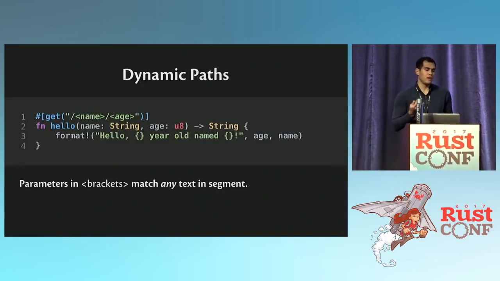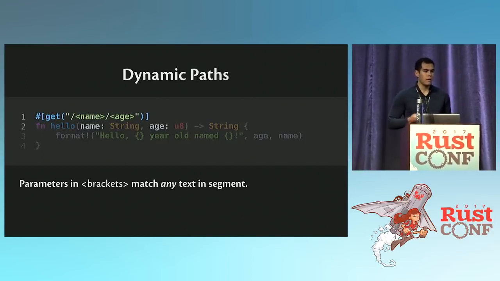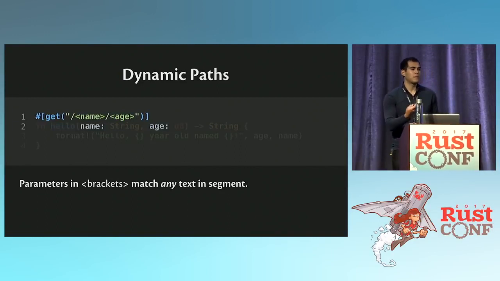And you can do more than that. You can do slash name slash age, for instance. And now you have 2 dynamic parameters. And the names of the parameters have to match the names of the function parameters. If not, you'll get a very nice compile time error that tells you, hey, these don't match. Look here, not the same. Please figure out what's going on.